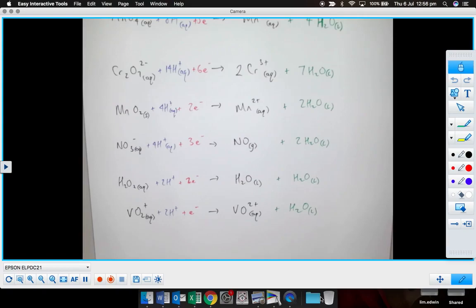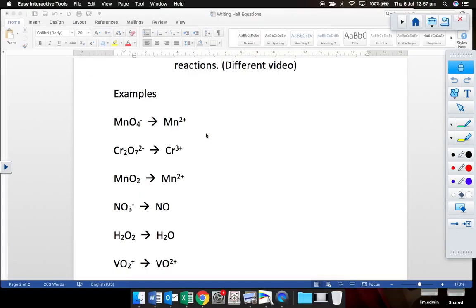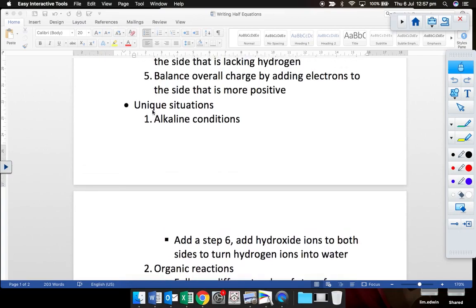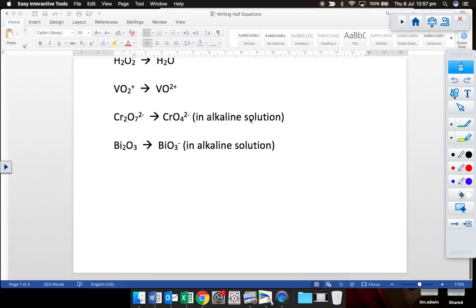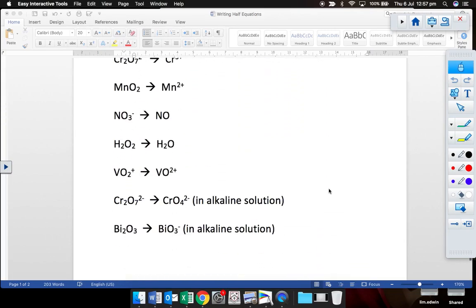Now we have to talk about alkaline solution, because the next two questions are about an alkaline solution. So let's go back to the Word document. If you're doing yours in alkaline conditions, and it tells you that you're in alkaline conditions like these two here, you need to add a step 6. You're going to add hydroxide ions to both sides to turn hydrogen ions into water, and then you're going to have to cancel out everything. So let's have a go.